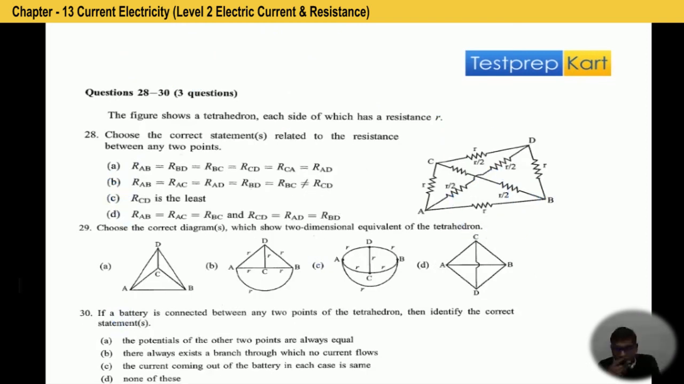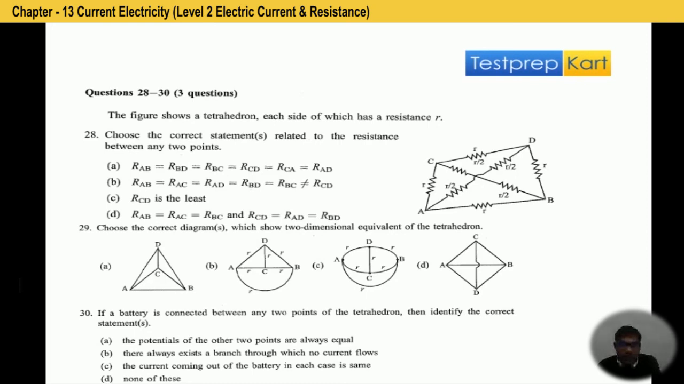Okay. Now there is common circuit for question number 28, 29 and 30. Here at diagonal resistance are connected R by 2 and R by 2, and at edges resistance are R between A, B, C, D. So choose the correct statement related to the resistance between any two points.